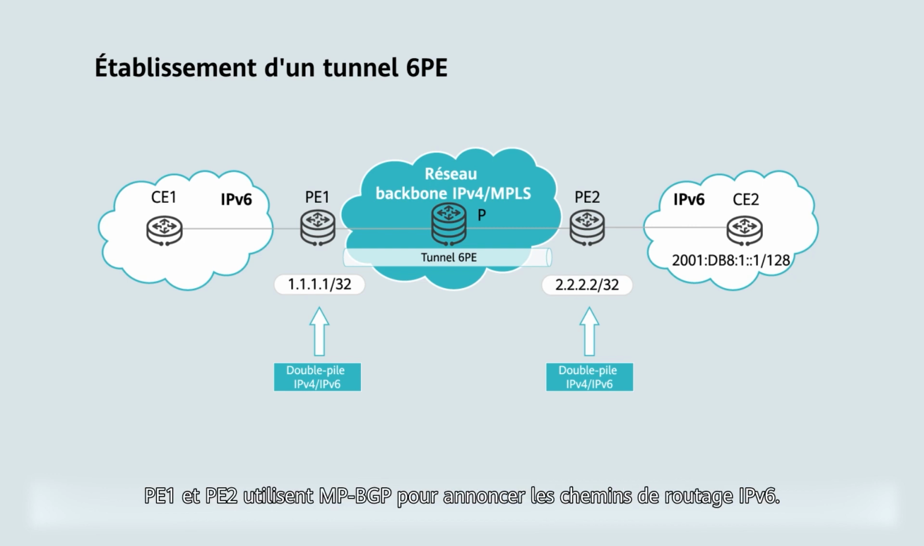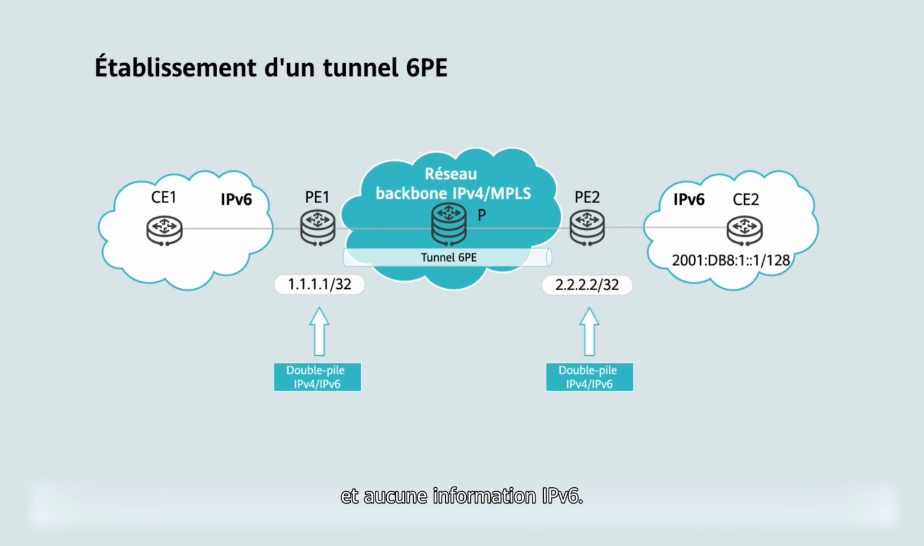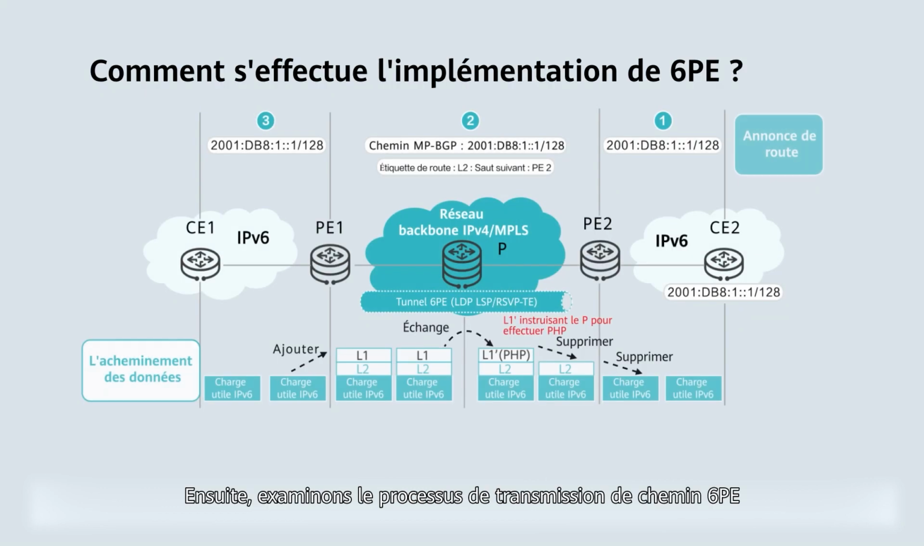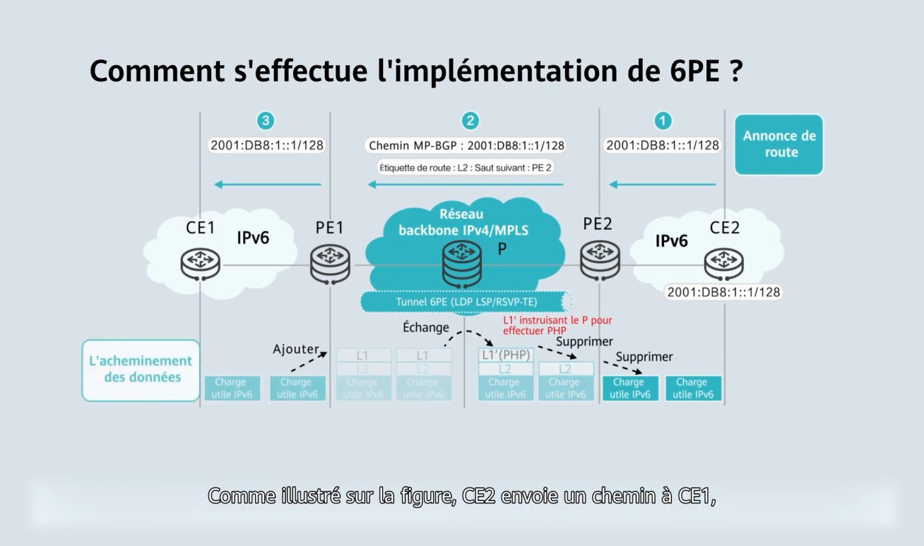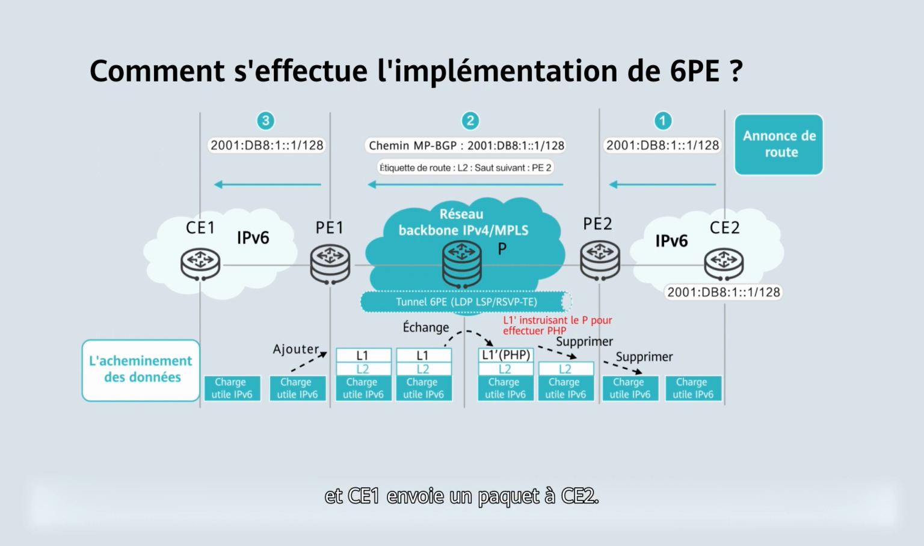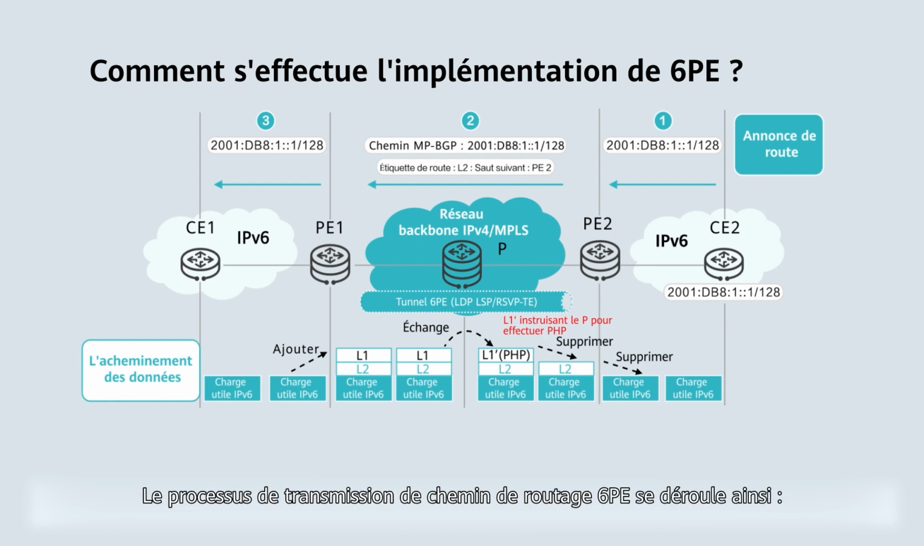PE1 and PE2 use MPBGP to advertise IPv6 routes. Core devices have only IPv4 routes and LFIBs and no IPv6 information. Next, let's look at the 6PE route transmission and the packet forwarding process. As shown in the figure, CE2 sends a route to CE1, and CE1 sends a packet to CE2. L1 indicates the outer label allocated by MPLS, and L2 indicates the inner label allocated by BGP.